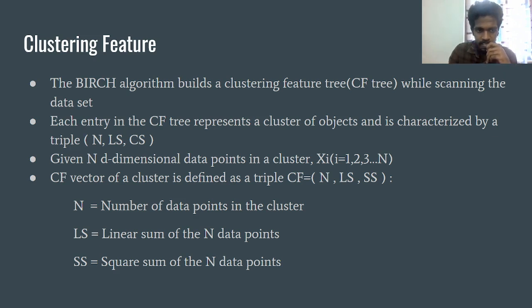Each entry in the clustering feature tree represents a cluster of objects and is characterized by the triple N, LS, and SS. Given N d-dimensional data points in a cluster, xi where i is 1, 2, 3, etc. to N, the CF vector of a cluster is defined as a triple of N, LS, and SS. N is the number of data points in the cluster, LS is the linear sum of the N data points, and SS is the square sum of the N data points.